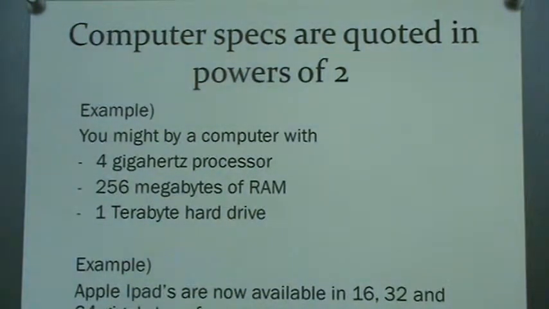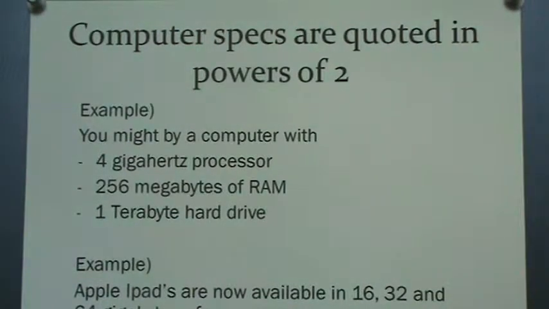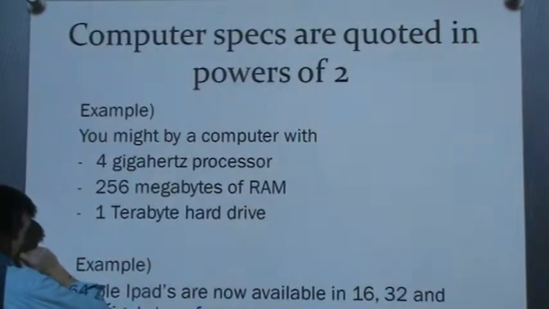Okay, and then just some examples of how this is being used: you might buy a computer that has a 4 gigahertz processor. So hertz is speed related. You might, this is probably not common anymore. This was common maybe 8 years ago.